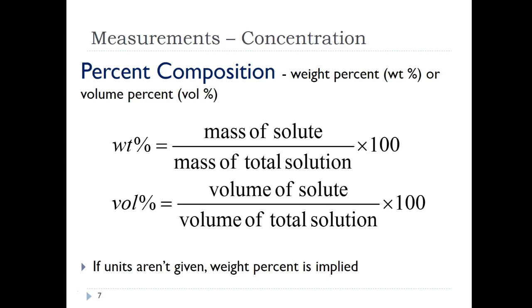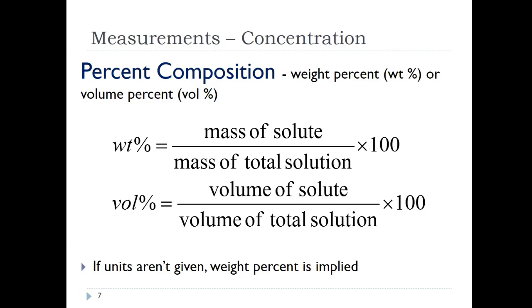Some other very common units are percent composition. So we either have weight percent or volume percent. It's basically just like any other percent. If it's weight percent, though, the units that you're using are grams, and if it's volume percent, the units can be any volume unit, but for us usually it would be milliliters.